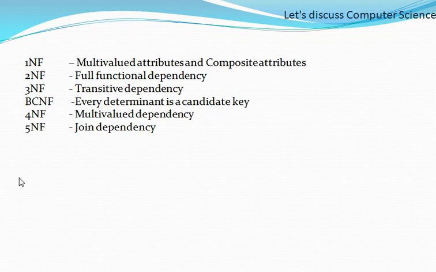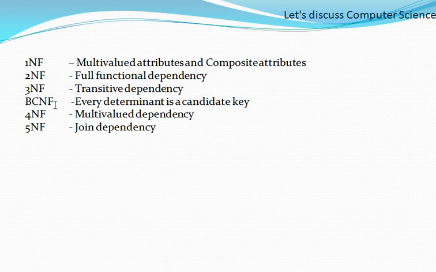Again, I have written all the definitions of the normal forms here. First normal form is used for removing multi-valued attributes and composite attributes, because attributes should be in atomic form. Second normal form defines full functional dependency; there should be no partial dependency. Third normal form explains transitive dependency between the attributes; we should eliminate transitive dependency. And BCNF says every determinant should be a candidate key. If there is a functional dependency, the determinant should be a candidate key. That is the only rule for BCNF.